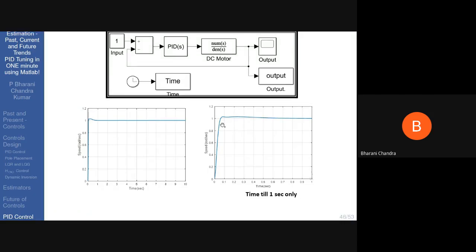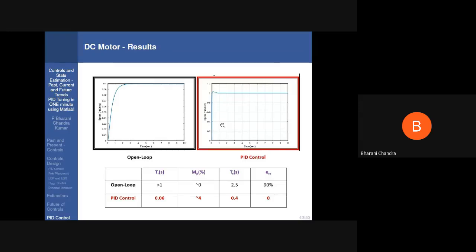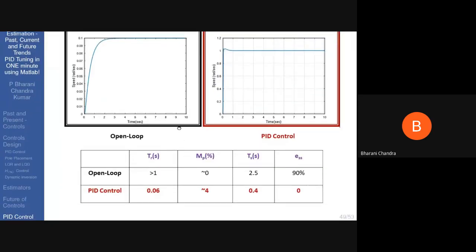More specifically, if I compare these two things, open loop and the closed loop, this table is of much interest. Rise time is greater than 1, and with the PID controller it is 0.06. Peak overshoot is less, in this case it is 4%, which is fine because it is in the desired specification, which is less than 5. And my settling time is 0.4 and the steady state error is 0.